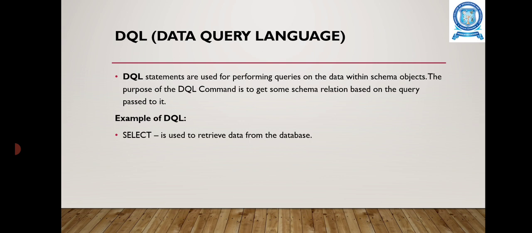Next one is the DQL. DQL means data query language. The DQL statements are used for performing queries on the data within schema objects. The purpose of the DQL command is to get some schema relation based on the query passed to it. Example of the DQL is select. It is used to retrieve data from the database.